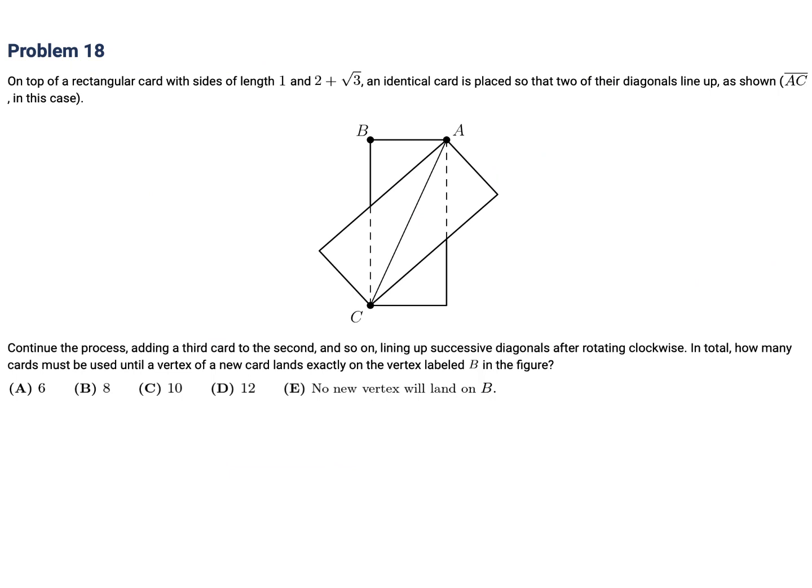On top of a rectangular card with sides 1 and 2 plus root 3, an identical card is placed so that two of their diagonals line up, as shown. Continue this process, adding a third card to the second and so on, lining up successive diagonals after rotating clockwise. In total, how many cards must be used until a vertex of a new card lands exactly on the vertex labeled B in the figure?